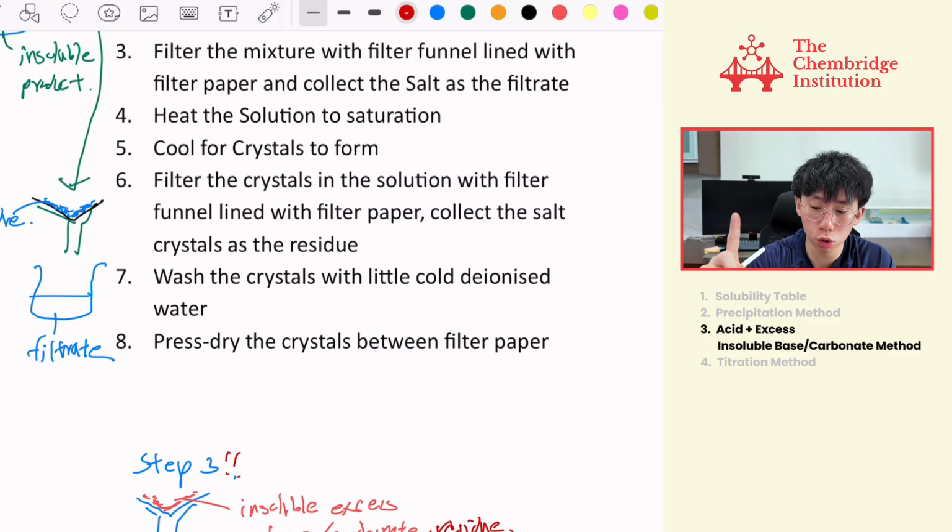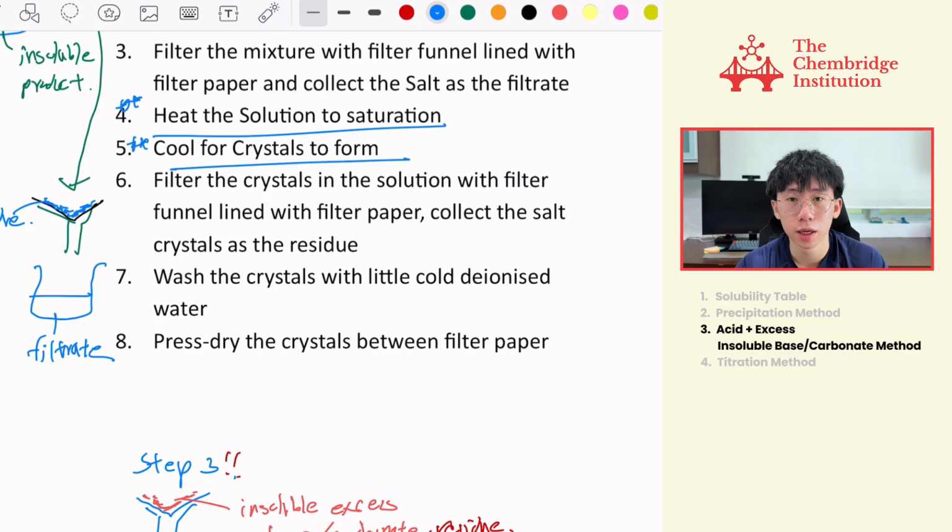And then what we want to do is heat the solution to saturation, and then we cool for crystals to form. This is mainly part of the crystallization process, which we went through in our separation techniques as well. So there's a lot of linkage to previous chapters, right? Afterwards, when we cool for crystals to form, we will then filter the crystals in the solution with a filter funnel lined with filter paper.